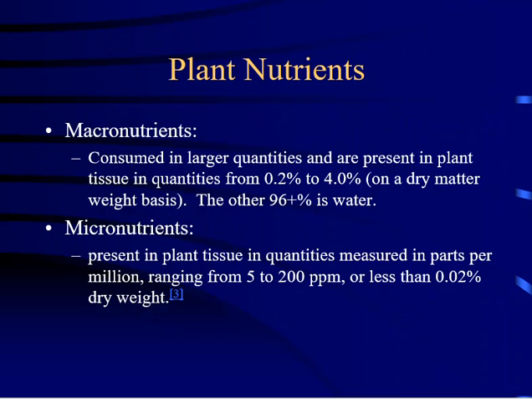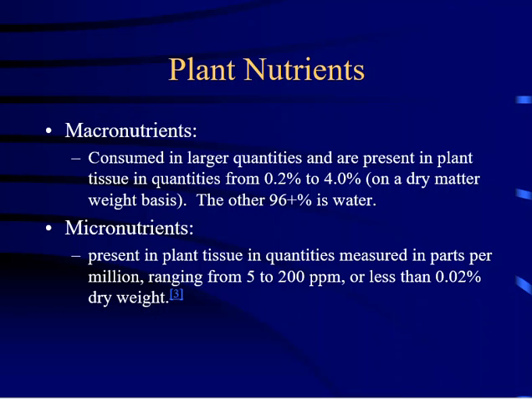Macronutrients, as I said, are consumed in larger quantities. So if you took a leaf and you took all the water out, which is about 96%, about 0.2 to 4% of that leaf dry weight would be macronutrients, those that were just mentioned. And if you took that same leaf, dried, took all the water out, only 0.02% would be the part that is from micronutrients. So there's much less weight and mass from the micronutrients, but still needed.